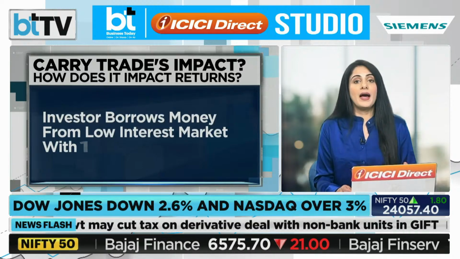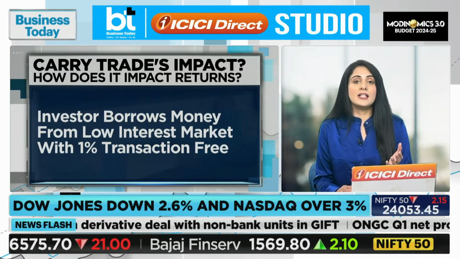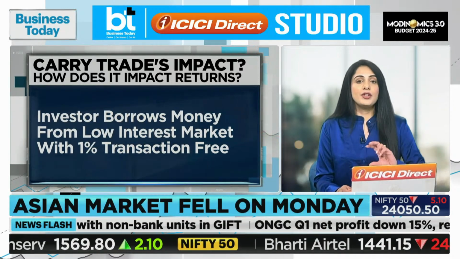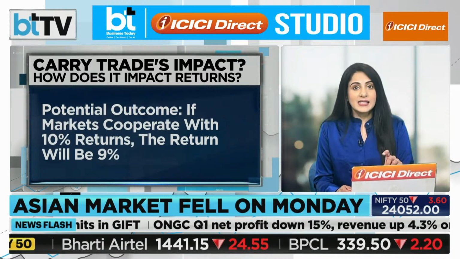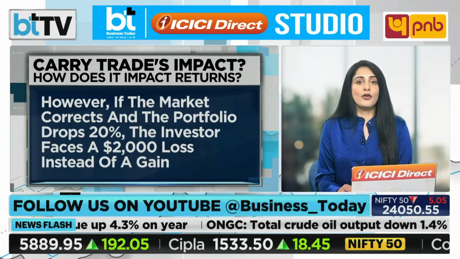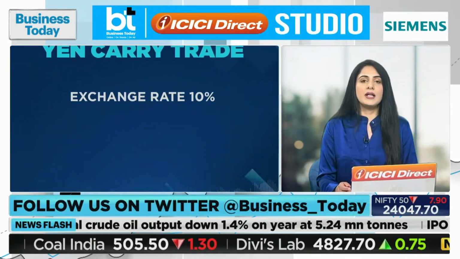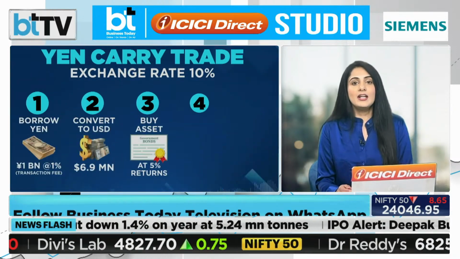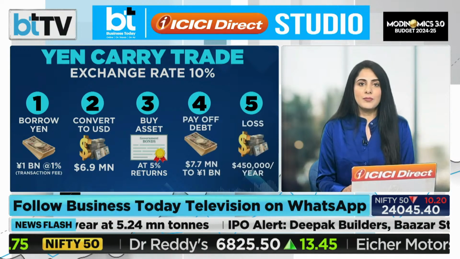The yen carry trade also gained focus as of yesterday as the yen suddenly appreciated sharply after the Bank of Japan raised interest rates unexpectedly last week and reduced the bond purchases. This caused investors to unwind their positions to avoid losses, leading to a sharp sell-off in stock markets worldwide, and that caused a rout in US markets, in the Asian markets, and also the Indian markets.